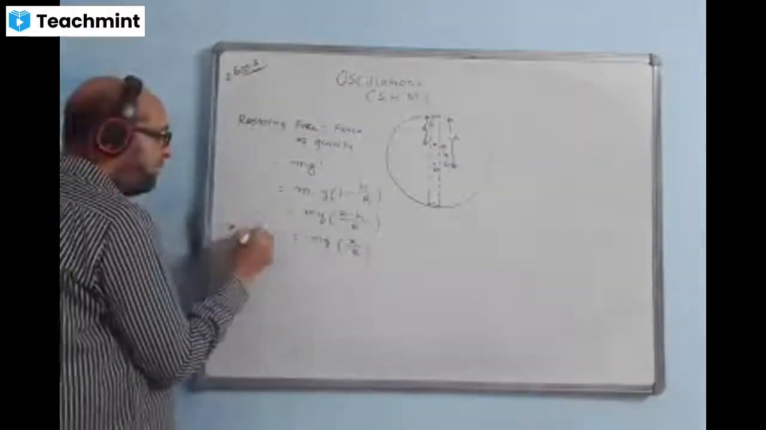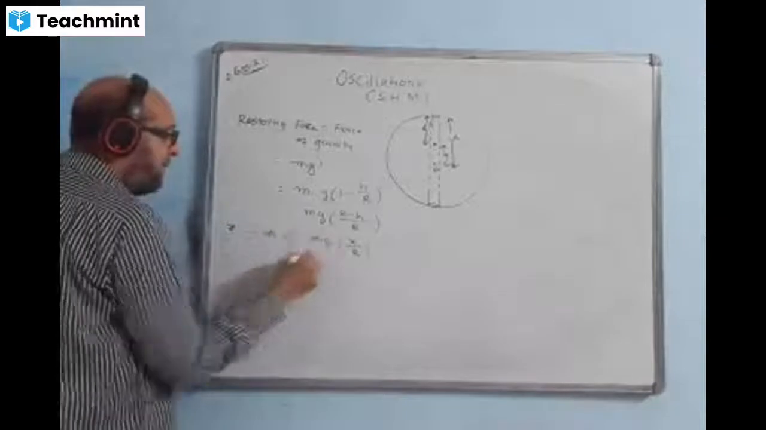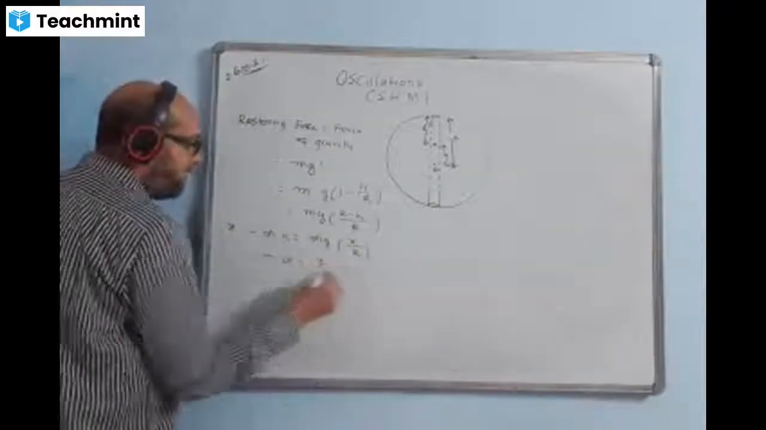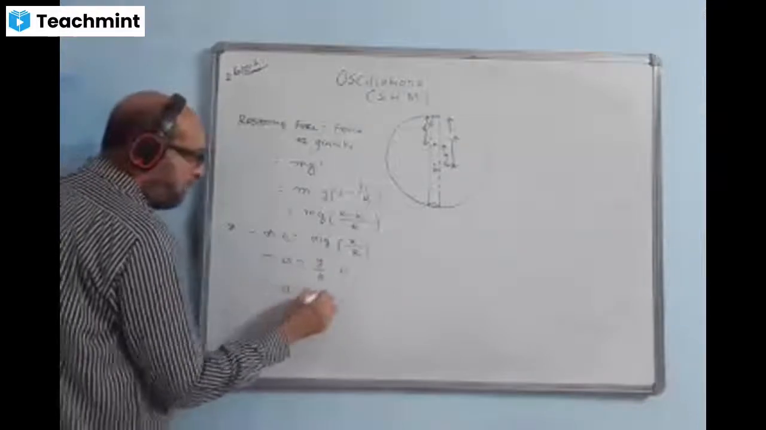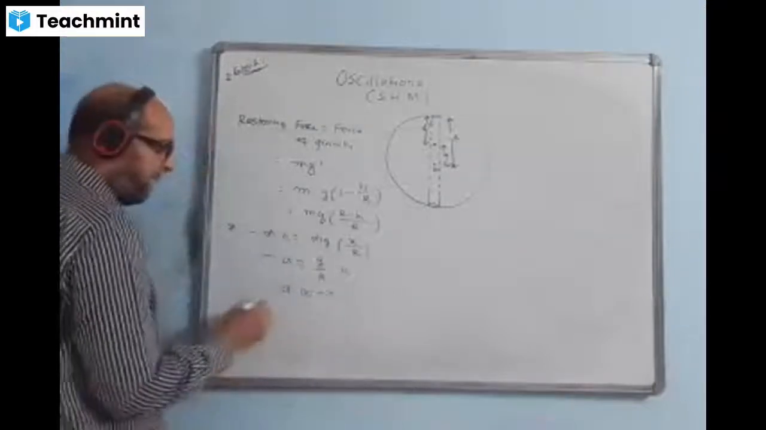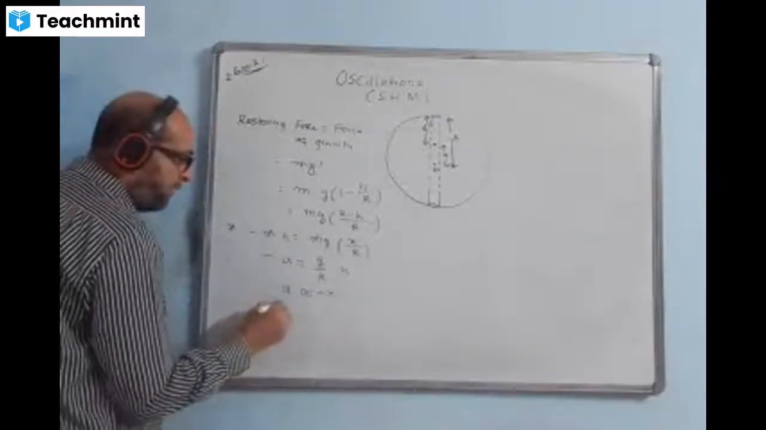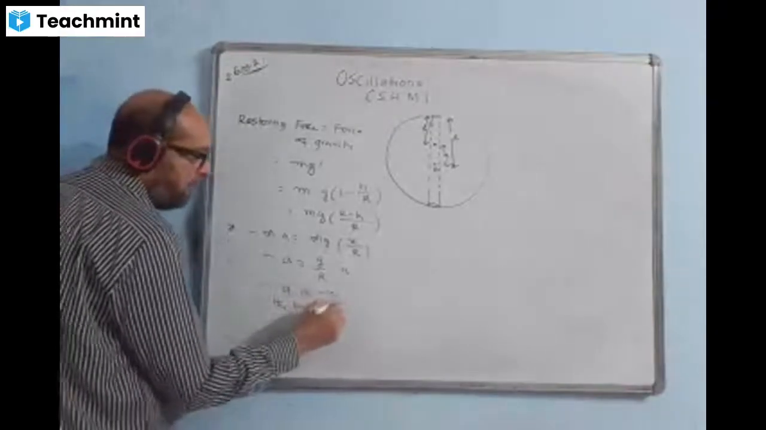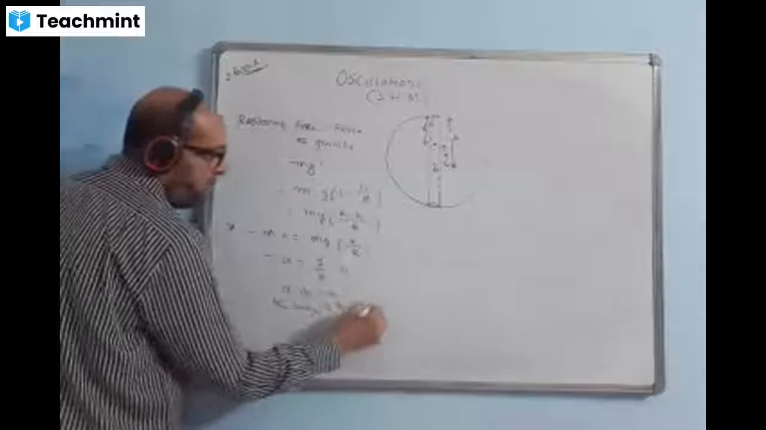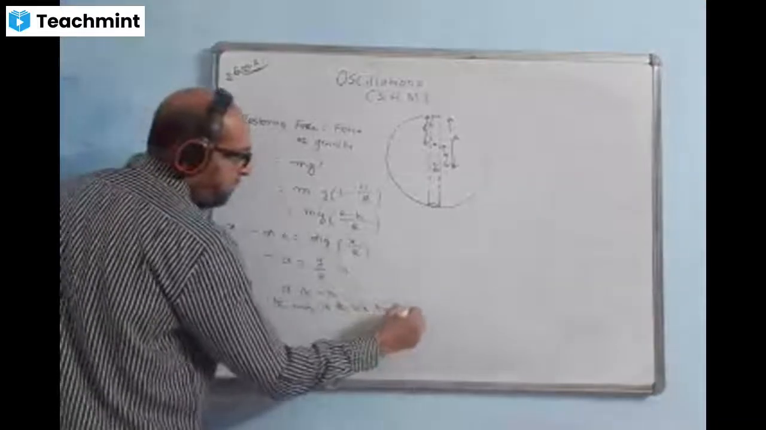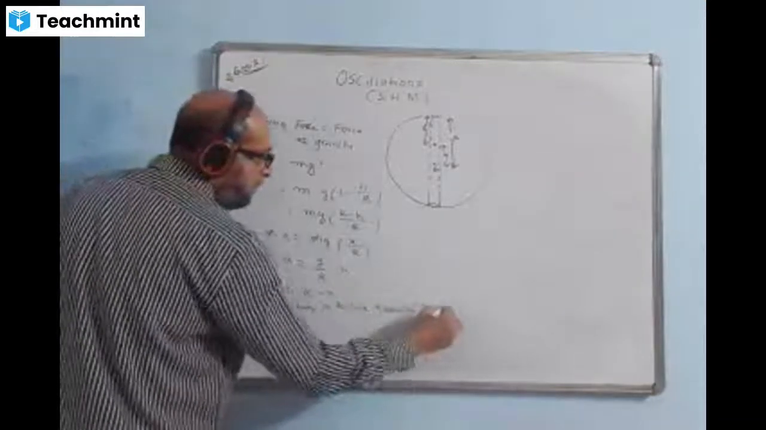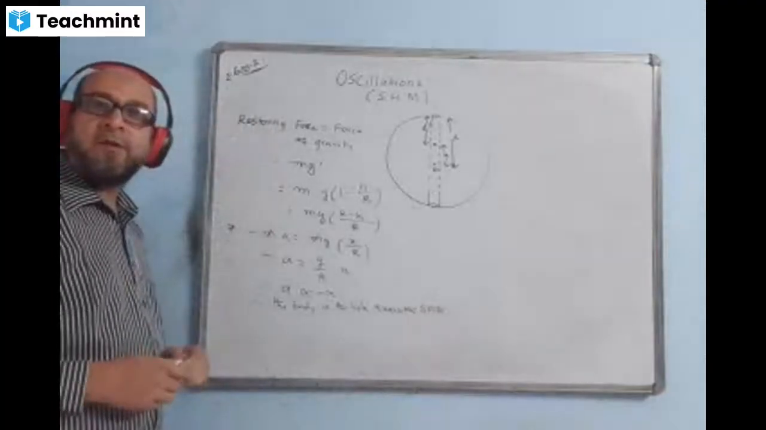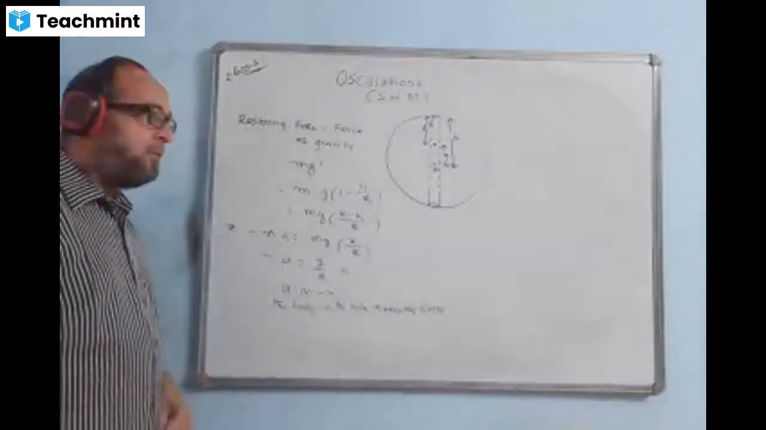And restoring force formula, this I will write minus M. M and M cancel. You get minus A value is getting like G by R into X. Therefore, A is proportional to minus X. And therefore, the body in the whole executes SHM. Now the body is executing SHM, that we proved.